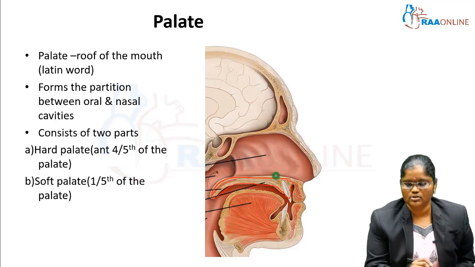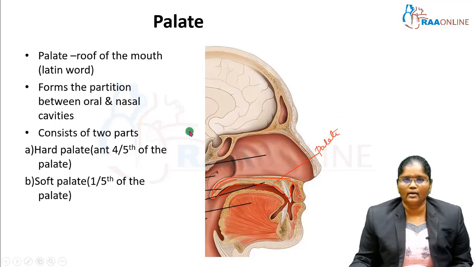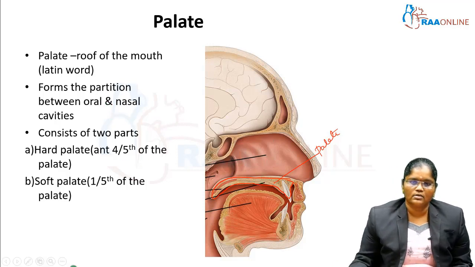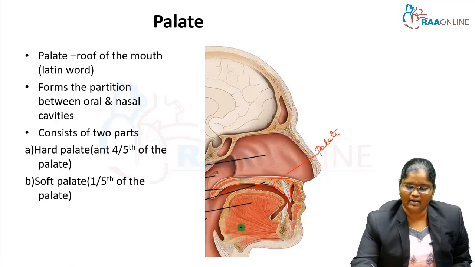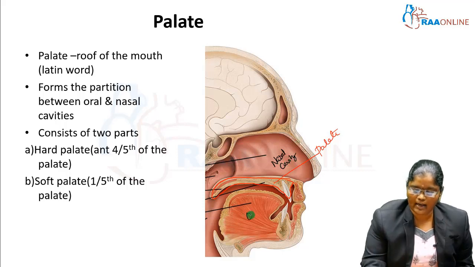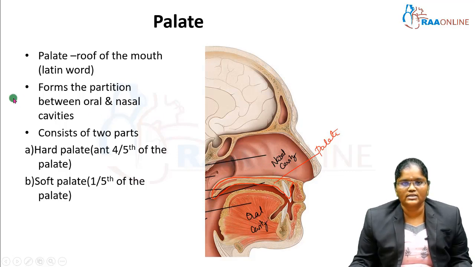The palate is not uniformly the same structure. Before going to the structure, let's see, this palate forms the roof of the mouth and it is a partition between two cavities. What are these cavities? Above the palate is the nasal cavity and below the palate is the oral cavity. So the palate separates the nasal cavity and the oral cavity. It is a partition between the oral and the nasal cavities.